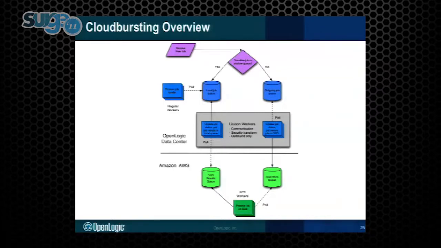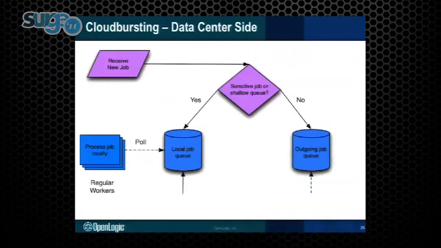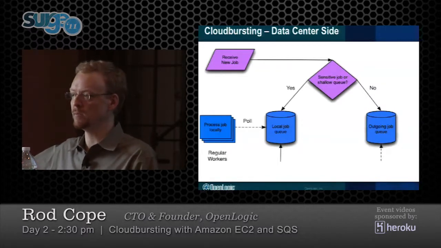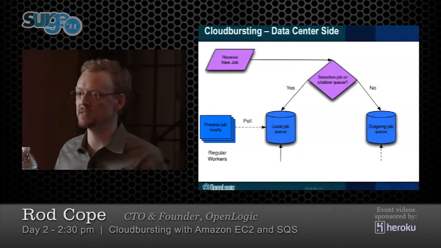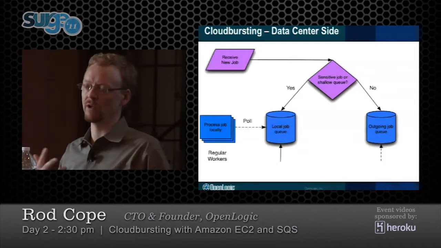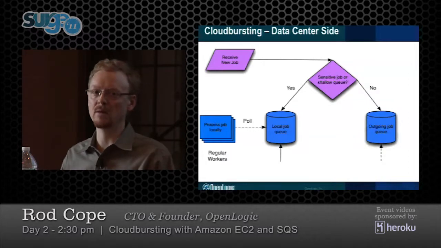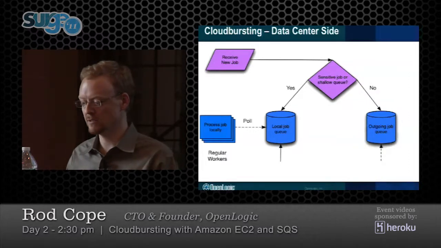So I know that's probably a bit of an eye chart, so we're going to zoom in. When a new job comes in, if you can read that, first thing we do is say, is this job sensitive, or do I have a shallow queue? If it's sensitive, meaning maybe I've got a customer that says, I don't want anything going to public cloud, it makes me nervous, fine, we can flag all your jobs as sensitive. Or if there's some other special thing where we have compliance or regulatory concerns, we can flag that, make sure it always gets processed in-house.